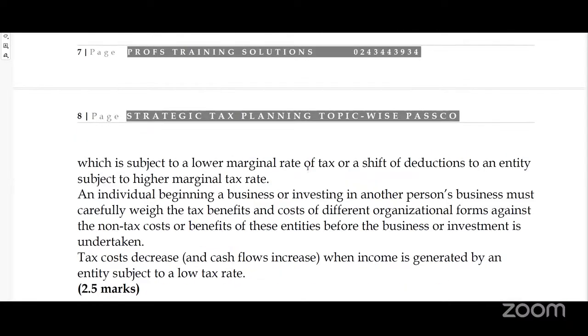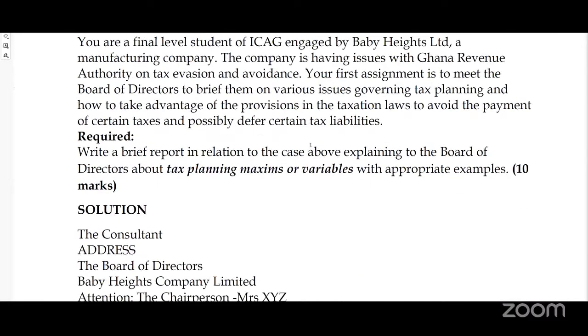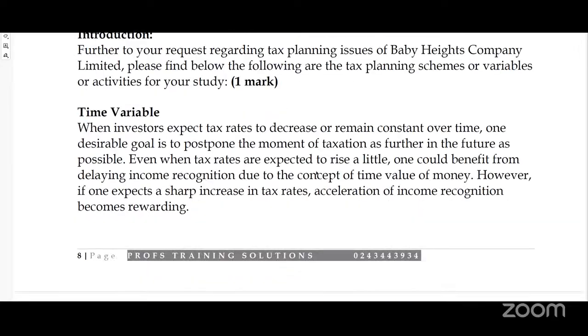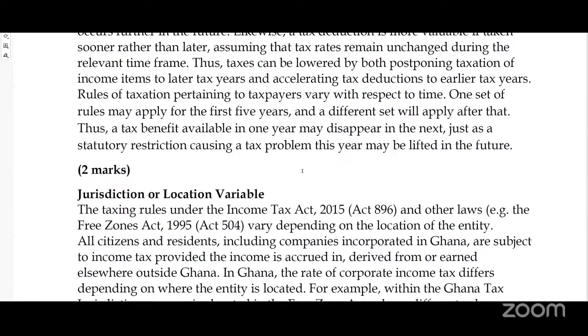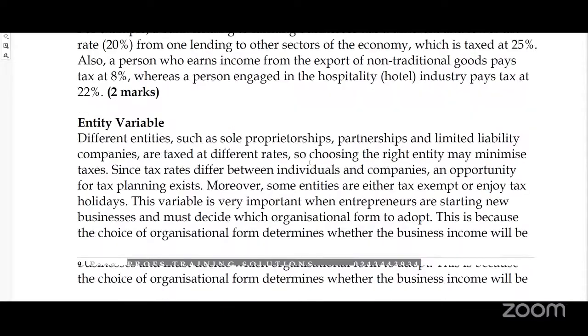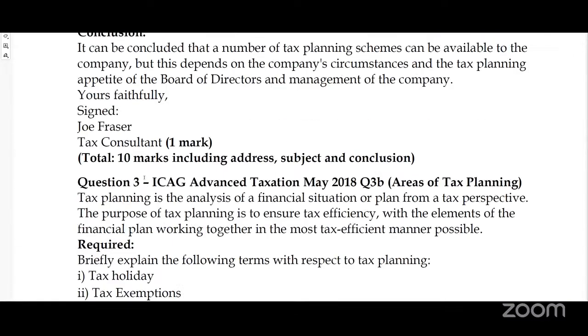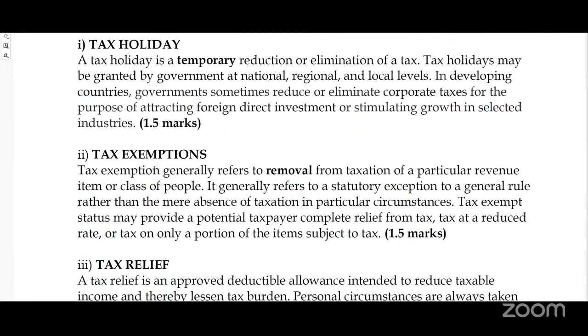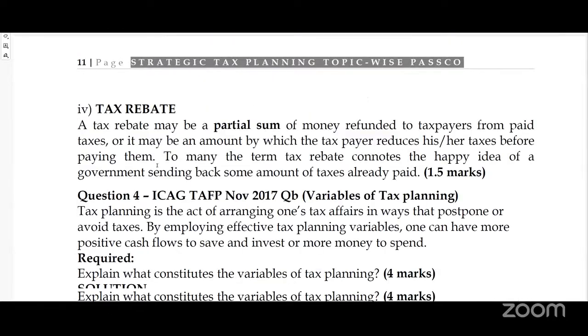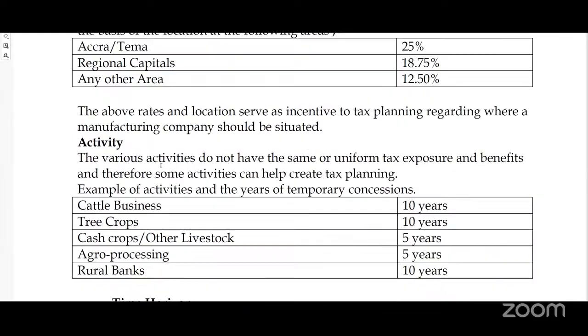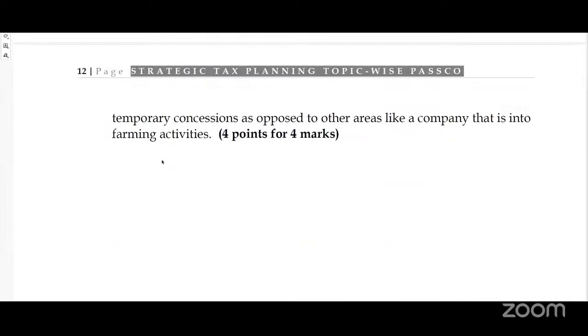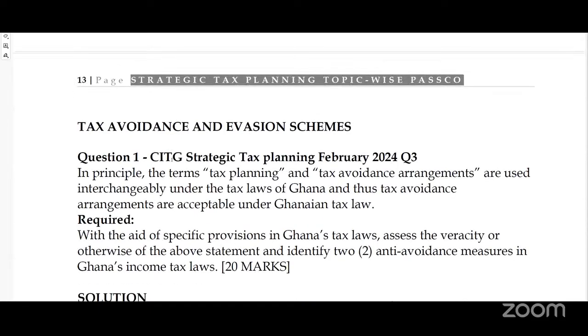I hope you are all seeing May 2021. So these are all questions on tax planning and its intended objectives. You see how they are grouped by topic. Question 3, the areas of tax planning and the tax incentive. Question 4, variables of tax planning again. Then see the next topic. What's it on? Tax avoidance and evasion schemes.